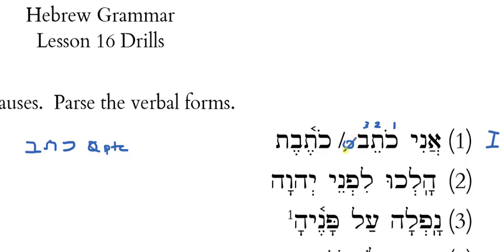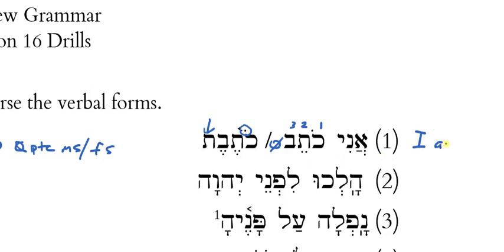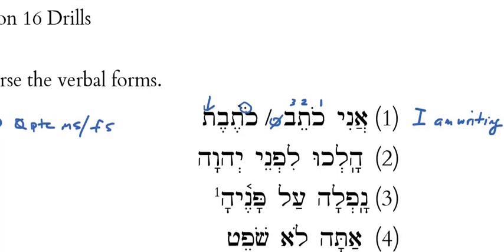There's no ending on this first form, so it's what gender and number? Masculine, singular. Look at the second form. I still have the holem, but I have the double segol and the tav. What gender and number is that? Kothevet. Feminine, singular. Now, who would say ani kothev? I am writing. A man. That's right. Who would say ani kothevet? A woman. That's right. So both of these will be translated the same way: I am writing.